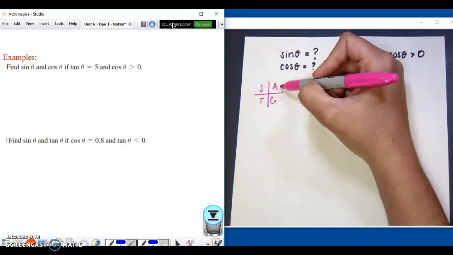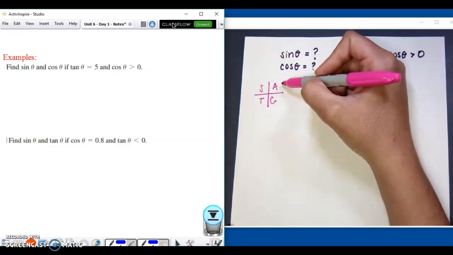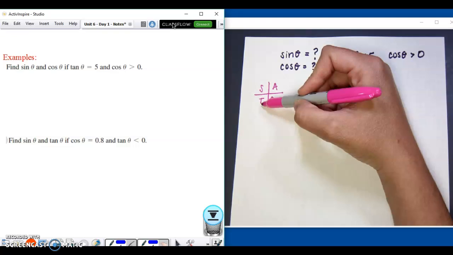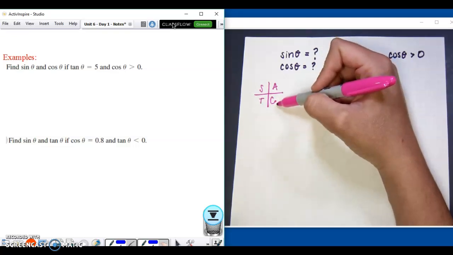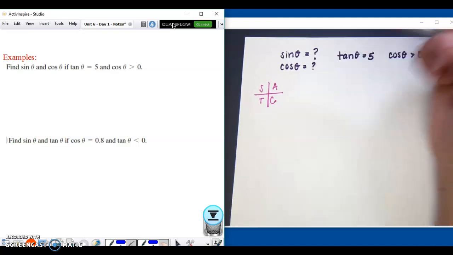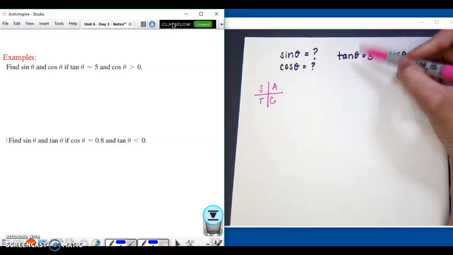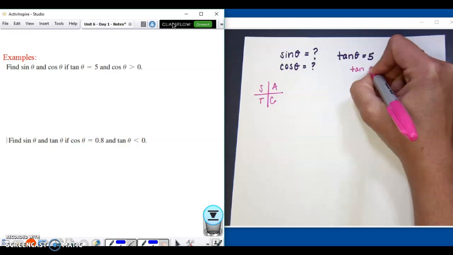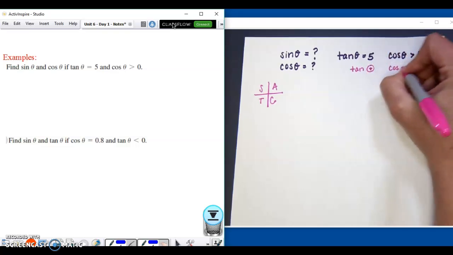So like in the first quadrant, all trig functions would be positive. Second one, just sine would be positive, which would also mean that cosecant would be positive. The third one, tangent's positive, which would also mean cotangent's positive. And then the C stands for cosine is positive, which would also mean that secant is positive. So with the information I'm given here, we know tangent is positive. Okay, that tells us this here. And we know cosine is positive.